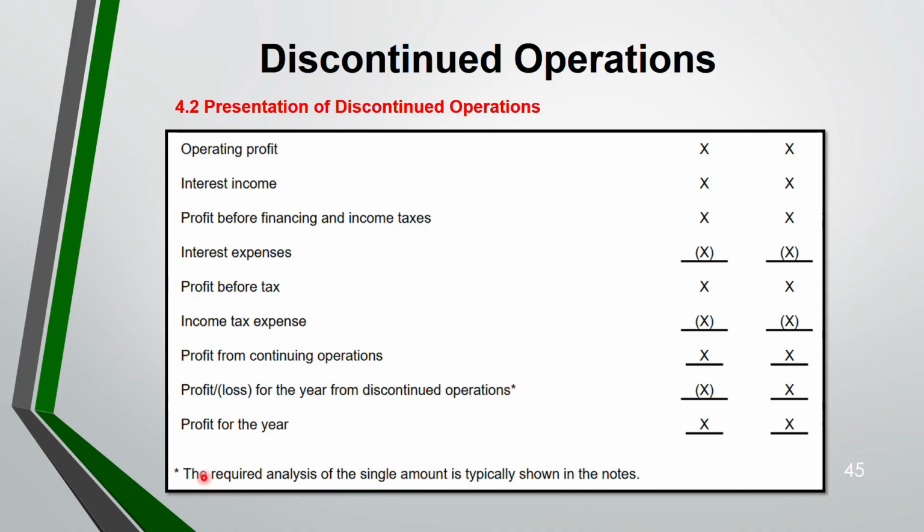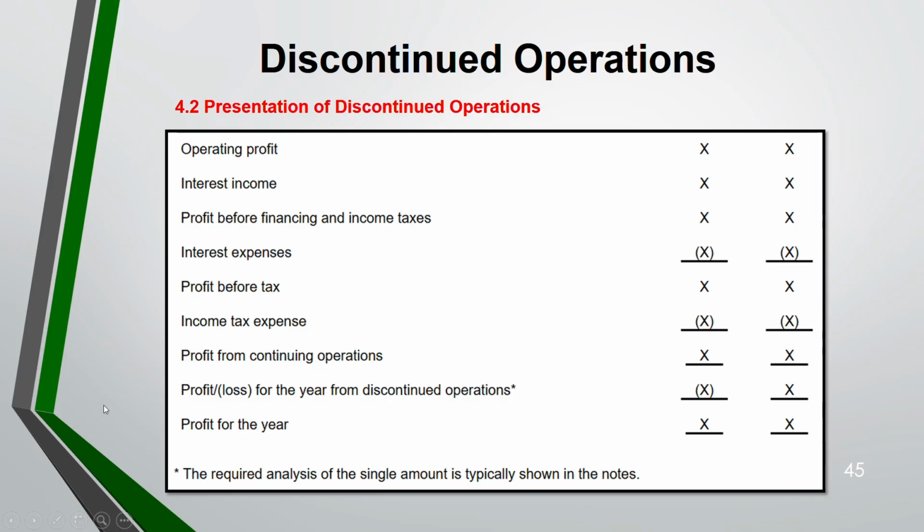Let's see. The required analysis of the single amount is typically shown in the notes. See, they only have given one figure, that is profit or loss for discontinued operation. But all the other figures, how you have got this profit and loss, the detail will be shown in the notes. And finally, you will be getting profit for the year.